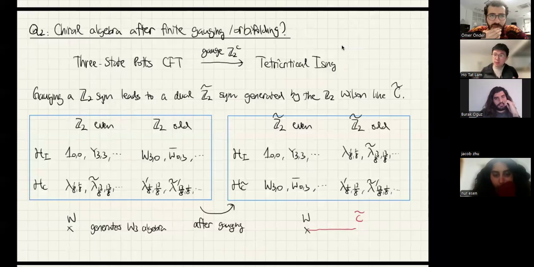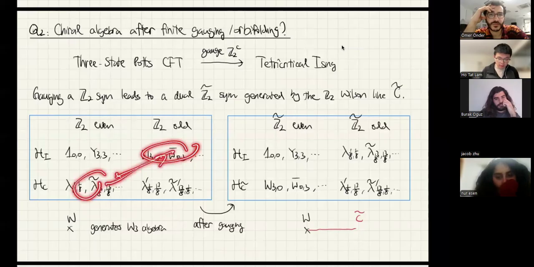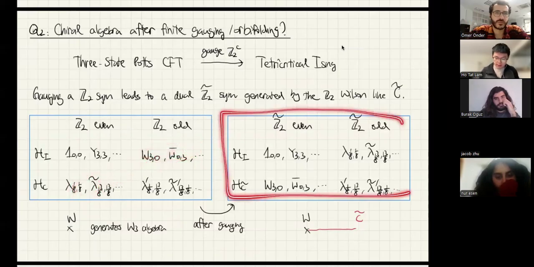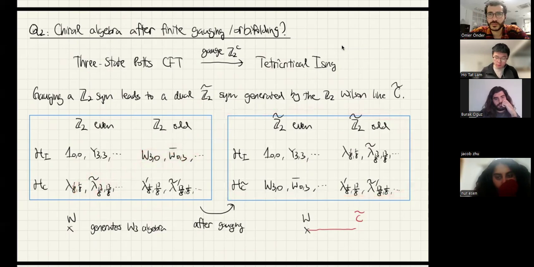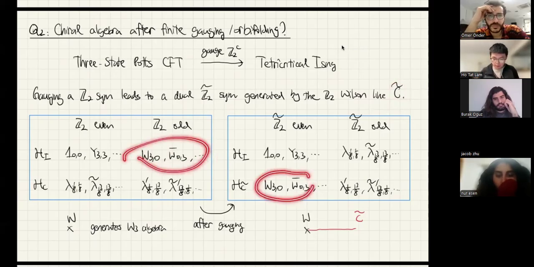But what gauging does is that it reshuffles this information. In particular, it maps this to here and this to here, okay? So in this case, I'm organizing the spectrums according to the Z2 tilde symmetries generated by this C tilde. And then we see that the operators that are charged under the Z2 symmetries become non-local operators. Because they're charged under the symmetries, they have to be attached to Wilson lines. So they now become operators in the defect Hilbert space.